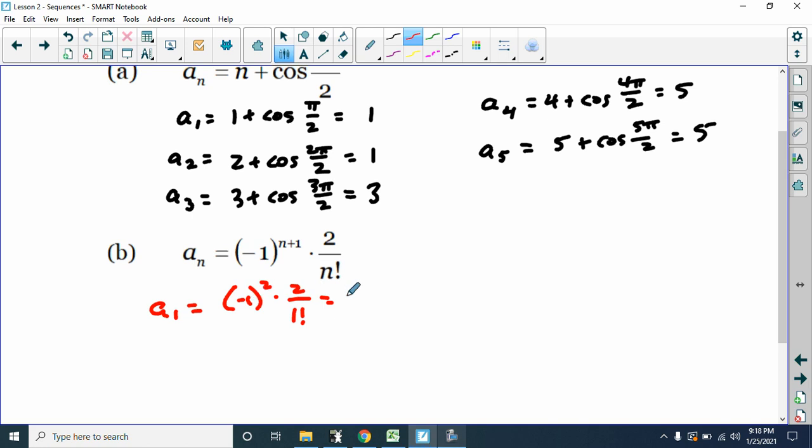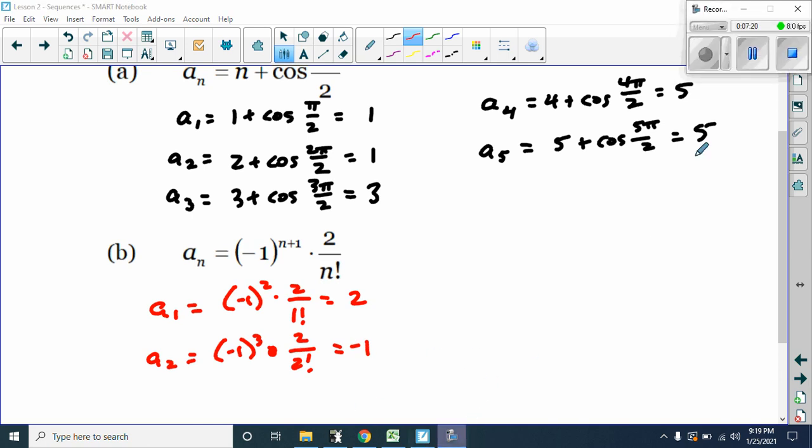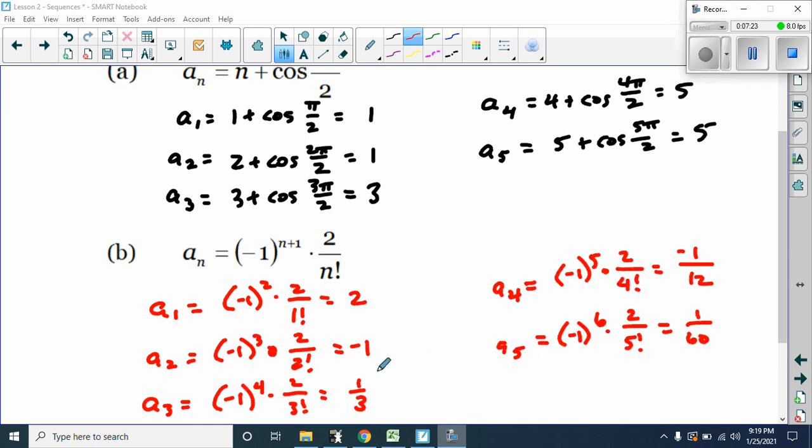So here I have positive 1. 1 factorial is 1, so we get 2. 2 factorial is 2, -1, and so on. So I've got the rest of my work here: 2, -1, 1/3, -1/12, 1 over 60. Notice the (-1)^(n+1) is going to make it alternate back and forth between positive and negative. So would (-1)^n.